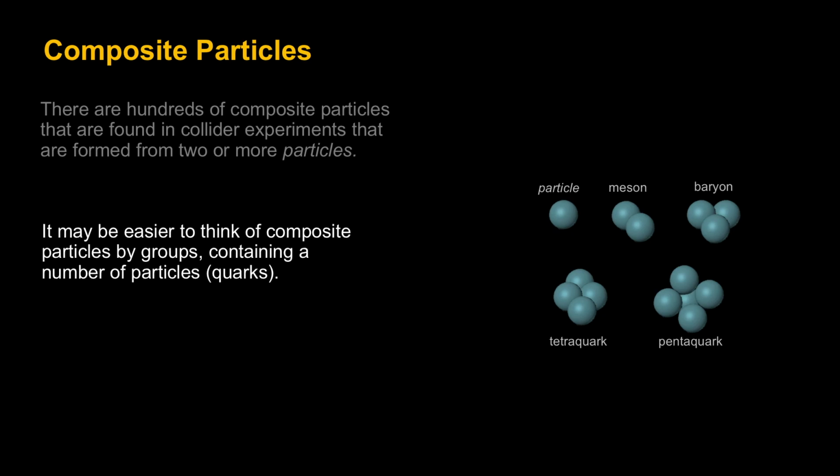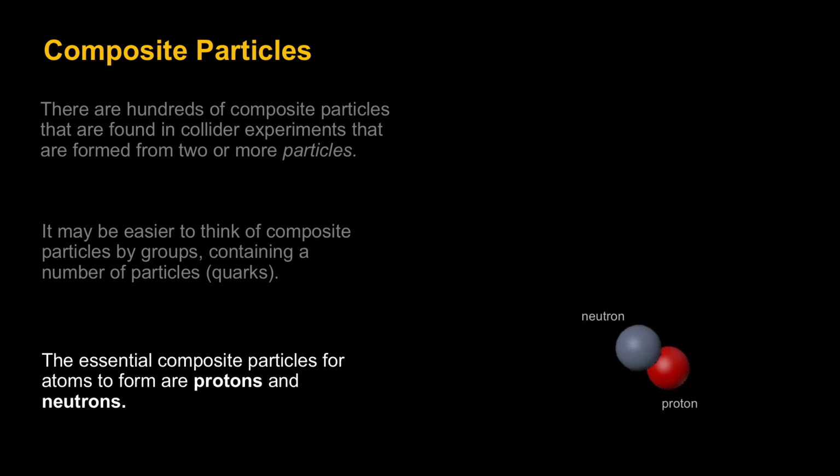But even if you don't remember this, these two are, of course, the most important composite particles to remember because they are the core of atoms, and that's protons and neutrons. They are composite particles.